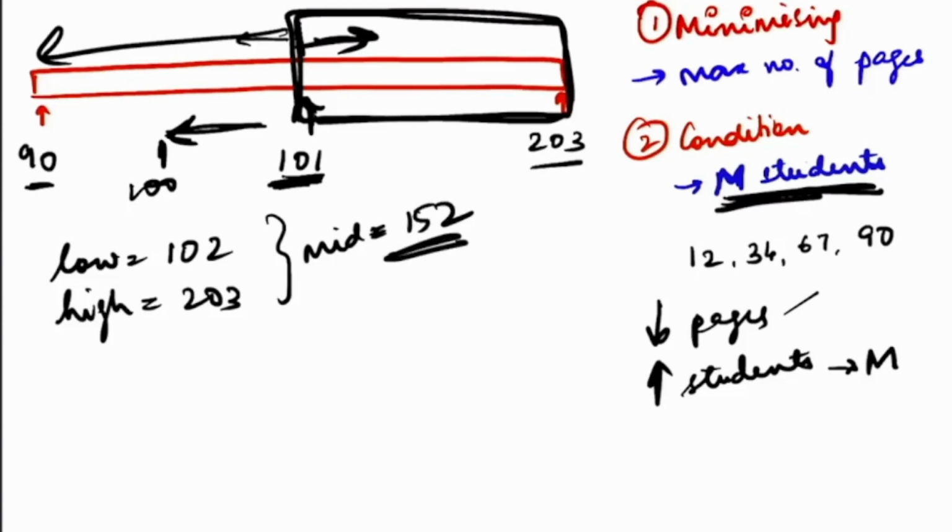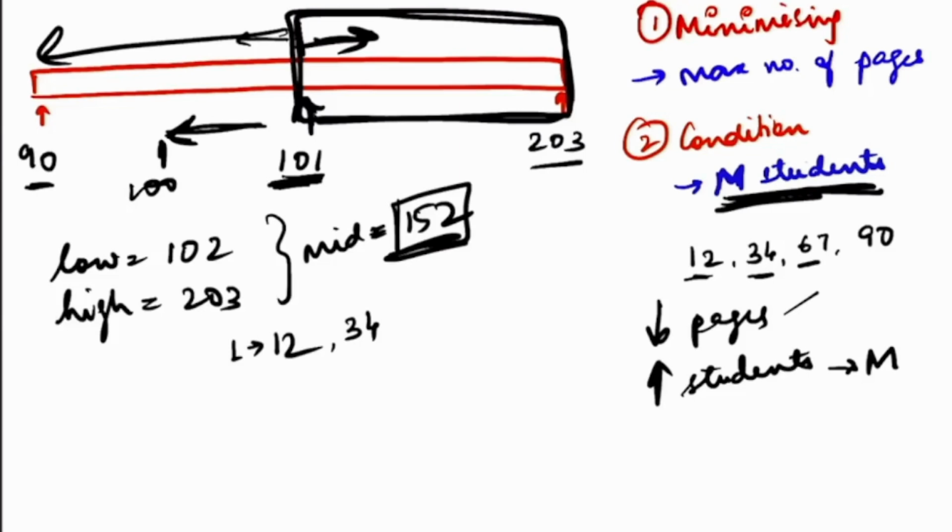So we now try to see if we can assign the maximum number of pages, 152, to 2 students. Okay, so let's try doing that again. Now let's say the first student we will give 12 pages. Then we come to 34 pages. Can we give 34 pages to the first student itself? So 12 plus 34 is 46, which is less than 152.